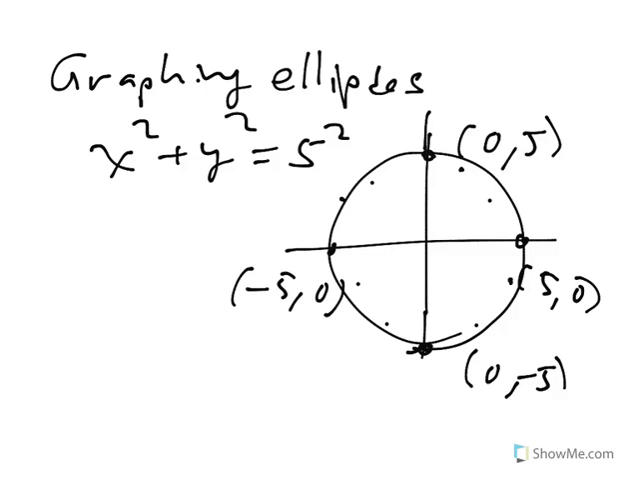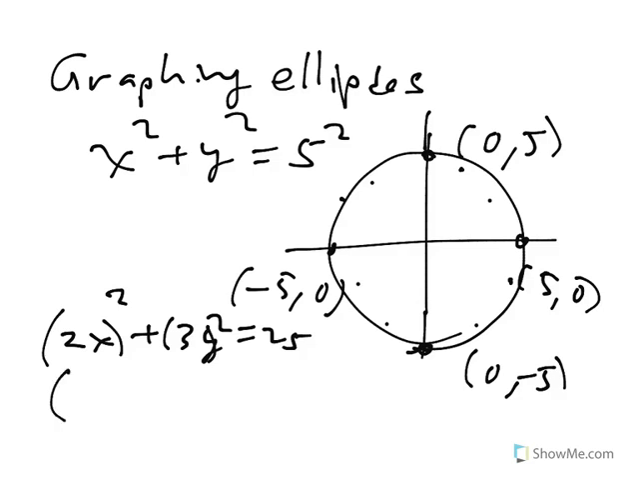If I change the equation a little bit, maybe make it 2x squared plus 3y squared equals 25. This equation would have a different solution set, and one of the points would be (2.5, 0). I'll graph those in red, because 2.5 would make this turn into 5. (-2.5, 0) would also be a point on it.